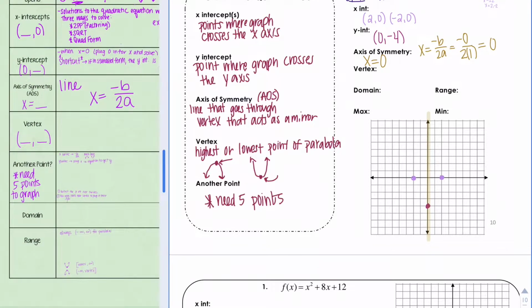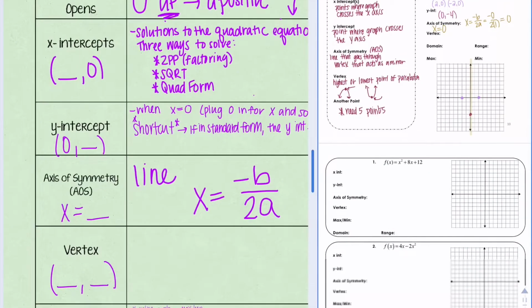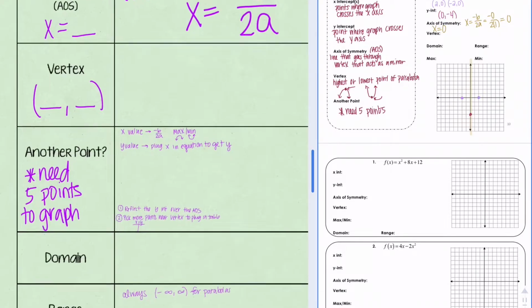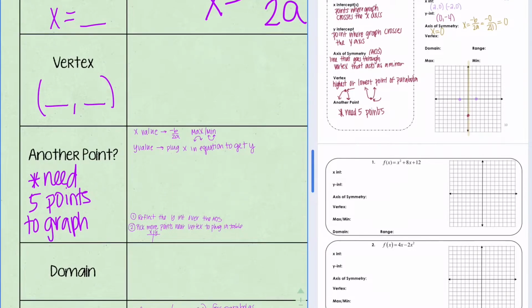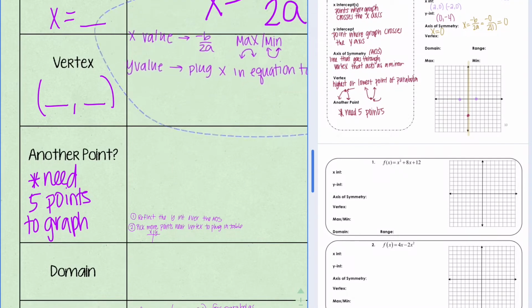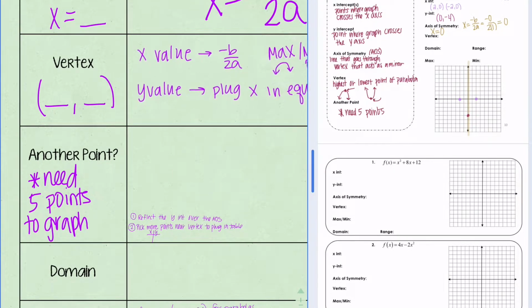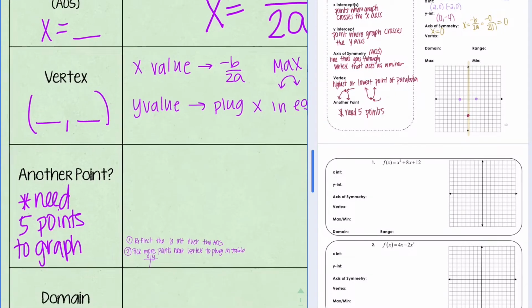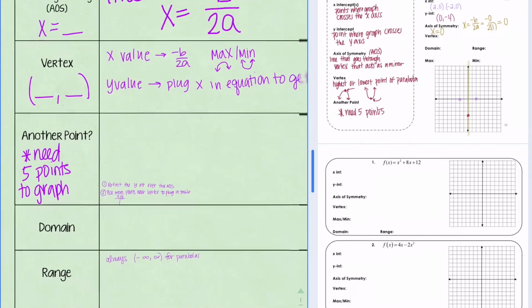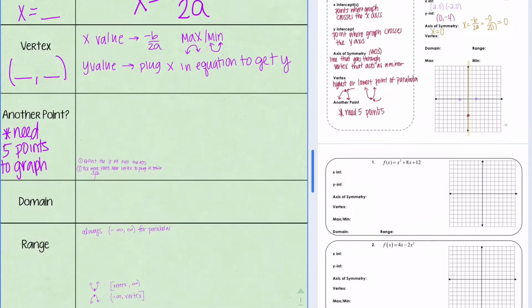Okay, our vertex is an ordered pair. It's always going to be an ordered pair. You get the x value. It's the same as the axis of symmetry, opposite of b over 2a. So once you already find the axis of symmetry, you have your x value. Then to find the y value, you're going to plug x into the equation to get y.